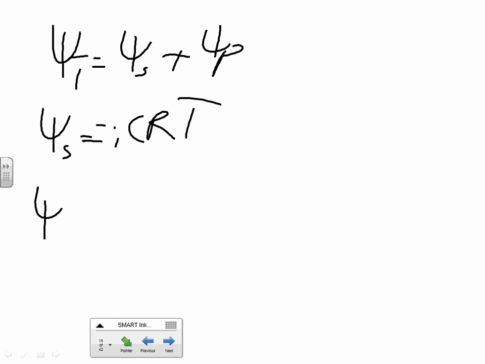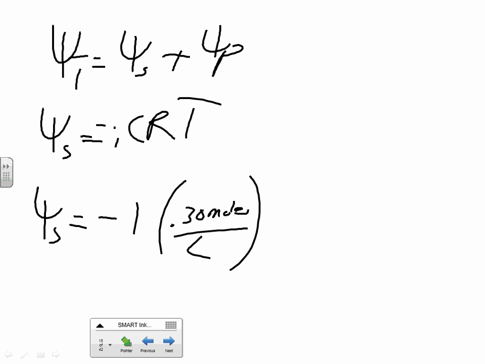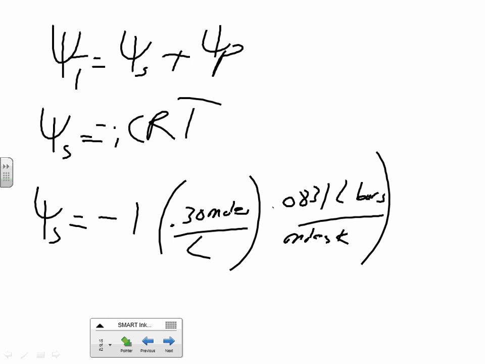Since it's a sugar, what's I always for a sugar? 1. So we have -1 times C. What's C here? 0.3. That's moles per liter. Your pressure constant is 0.0831. And again, that's liter bars over moles times Kelvin. And we have to put the temperature in Kelvin. It's 37 Celsius. So how much is that in Kelvin? 310.